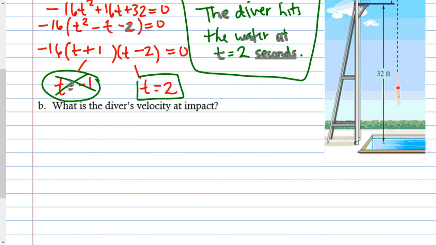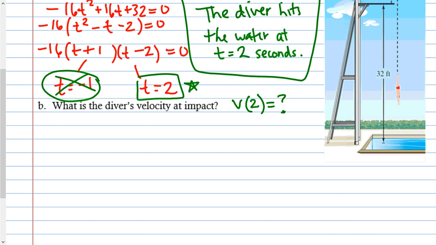Okay, B, what is the diver's velocity at impact? Okay, so what you're actually doing here is you're finding the velocity at the instant that the diver hit the water. Well, when did the diver hit the water? Oh, right here. It hit the water at t equals 2. So what you're doing is you're finding the velocity at t equals 2. So your job here is to find the velocity when t is 2. So that's what we're doing for B.